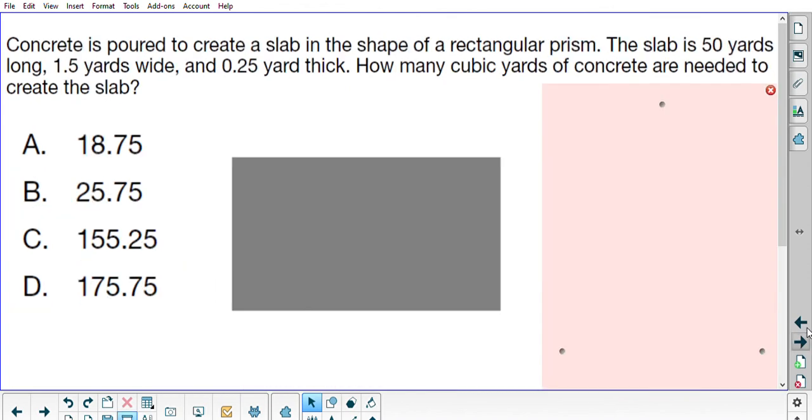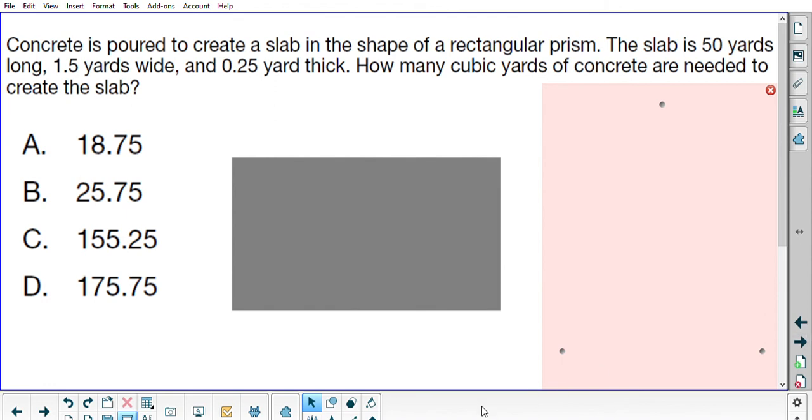All right, the very last problem I want to do on geometry topics is right here. So read this problem to yourself, figure out what formula you're going to use, and do the work, figure out the answer. So hit pause and do all that, and then hit play when you're ready to see how you did.